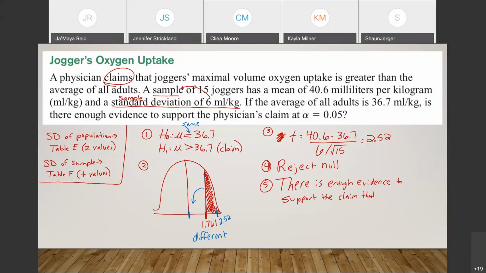Got the average oxygen. The claim was that it was greater than 36.7. All right, any questions or problems there?